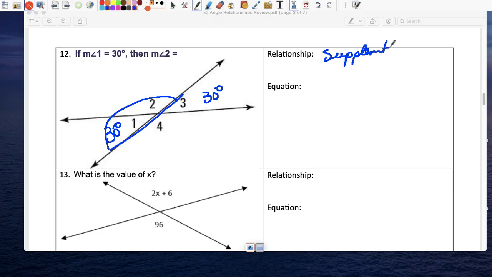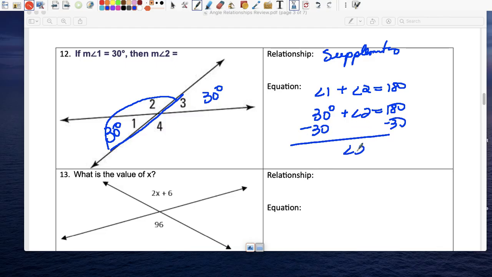So to find angle 2, I would do angle 1, which is 30 degrees. Let me write this way. Angle 1 plus angle 2 is 180. I already know what angle 1 is because that's given to me. It's 30 plus angle 2 is equal to 180. So we're going to do minus 30, and angle 2 equals 150. Right? Done.